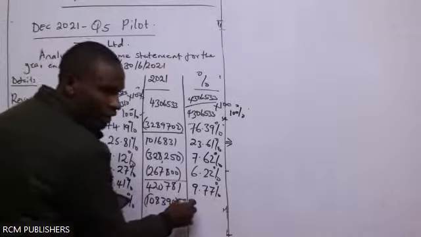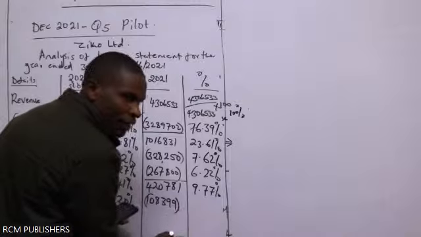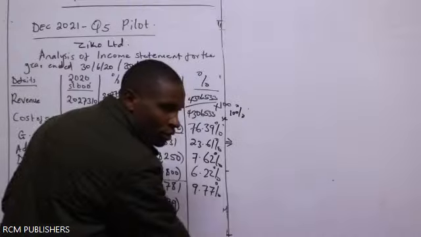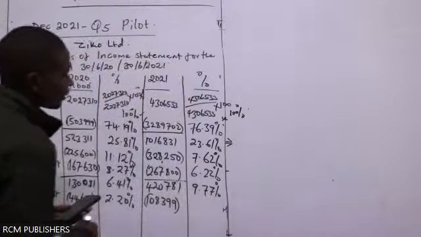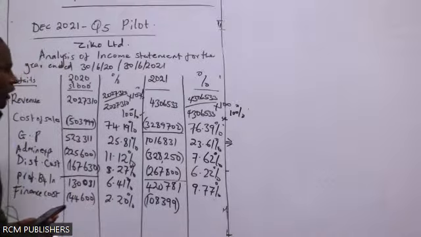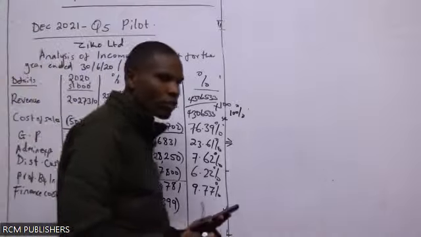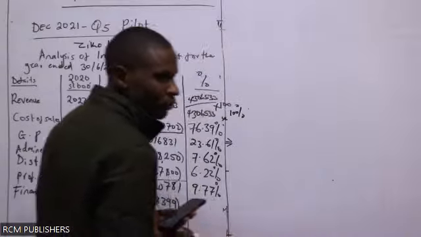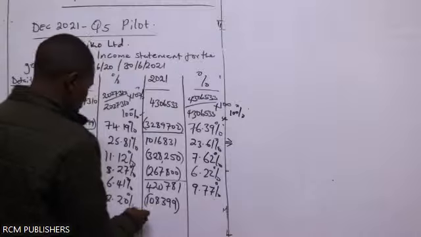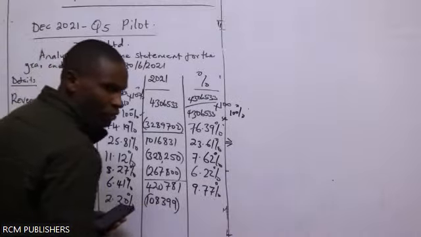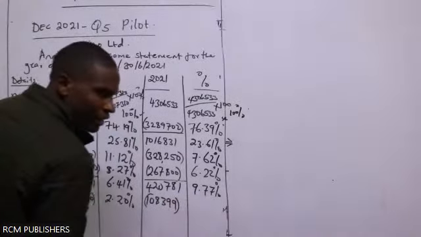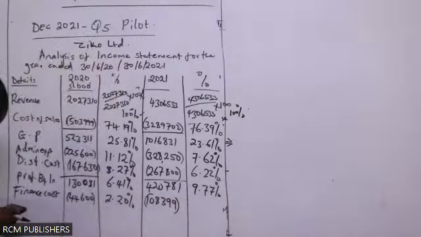Can we round off instead of decimals? No, it is good to put the decimal, but you can as well put it in one decimal place. One decimal place is also okay, Dorothy. Maybe 2.2. Sawa. What about the finance cost for 2021? Ni ngapi?